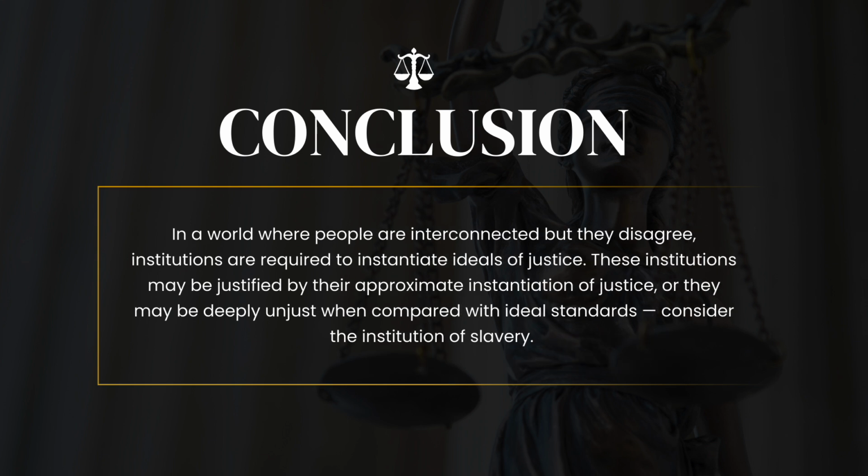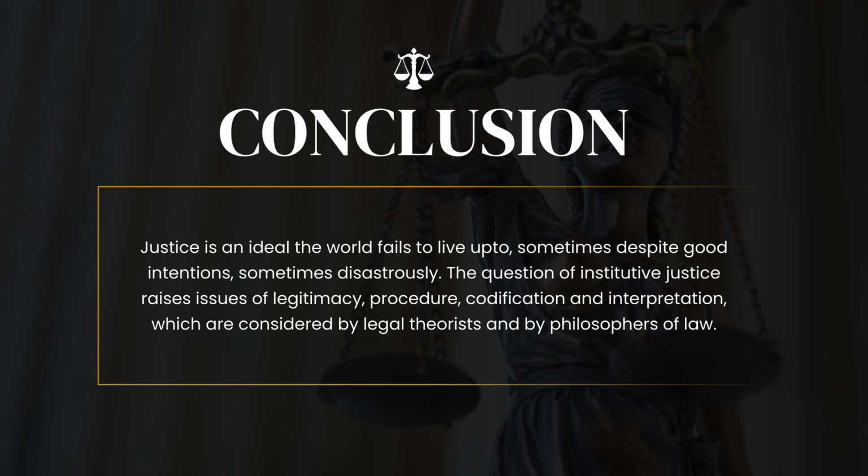In a world where people are interconnected but they disagree, institutions are required to instantiate the ideals of justice. These institutions may be justified by their approximate instantiations of justice, or they may be deeply unjust when compared with the ideal standards. Consider the institution of slavery. Justice is an ideal the world fails to live up to, sometimes despite good intentions, sometimes disastrously. The question of institutional justice raises issues of legitimacy, procedure, codification, citation, and interpretation, which are considered by legal theorists and by philosophers of law.